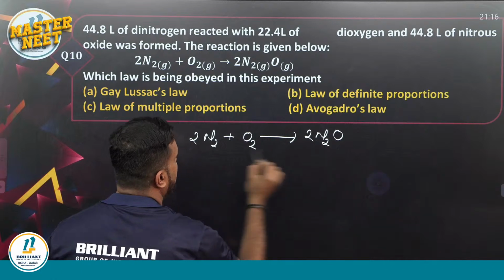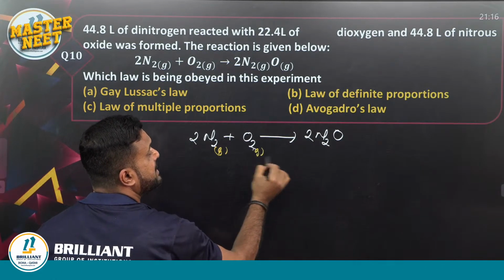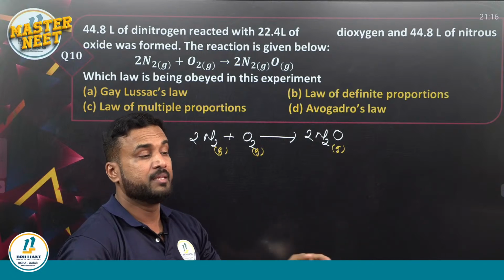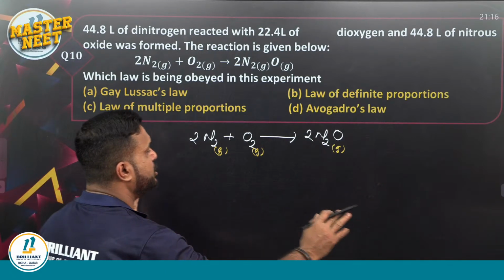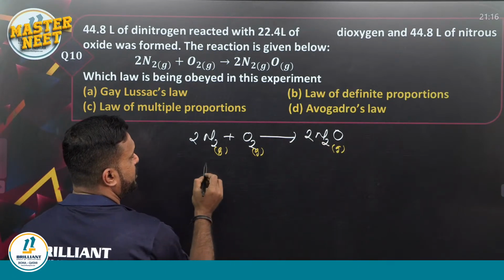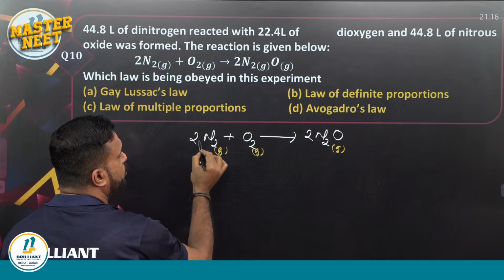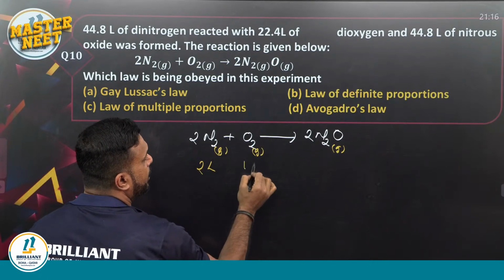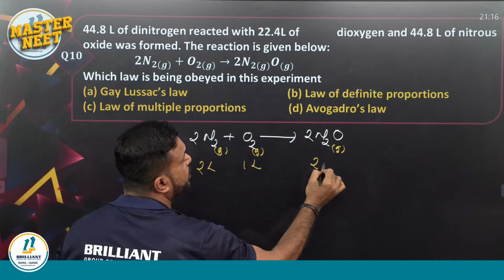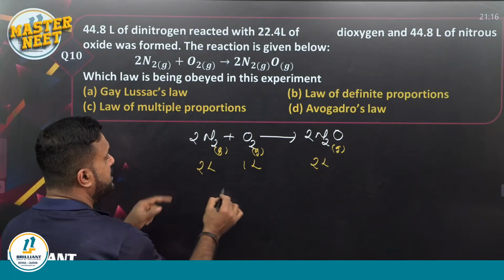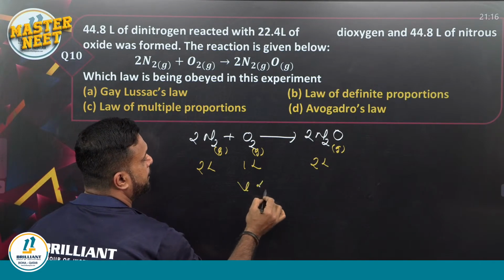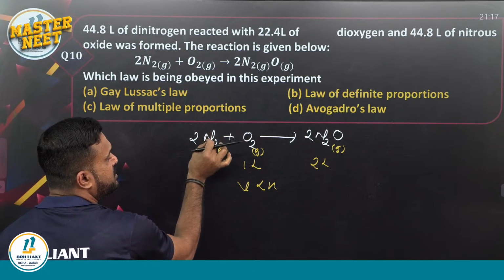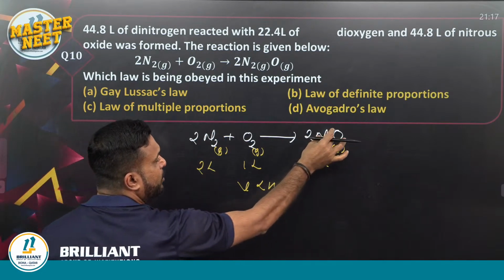Gay-Lussac's law can be applied for gaseous reactions. When gases combine together to form a gaseous product, they follow a simple ratio between the volumes of reactants and products. For example, if coefficient 2 is taken as 2 liter, 2 liter of nitrogen combines with 1 liter of oxygen to form 2 liter of N2O. It means volume is directly proportional to number of moles. How many moles or molecules are present in this 2 and 2? That will be equal to this one.